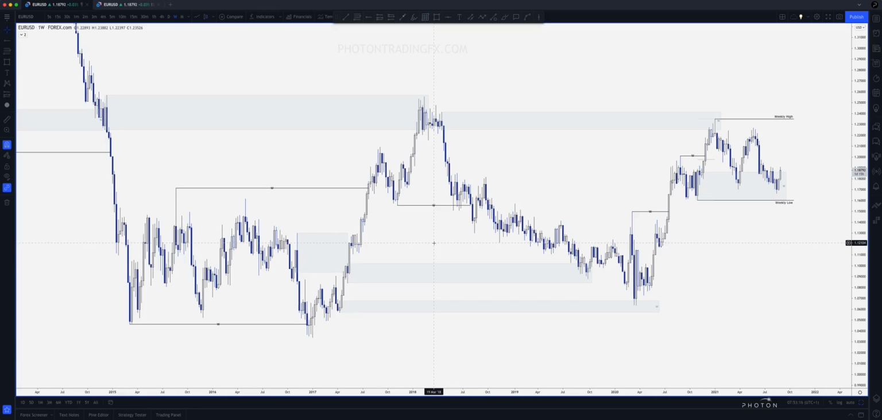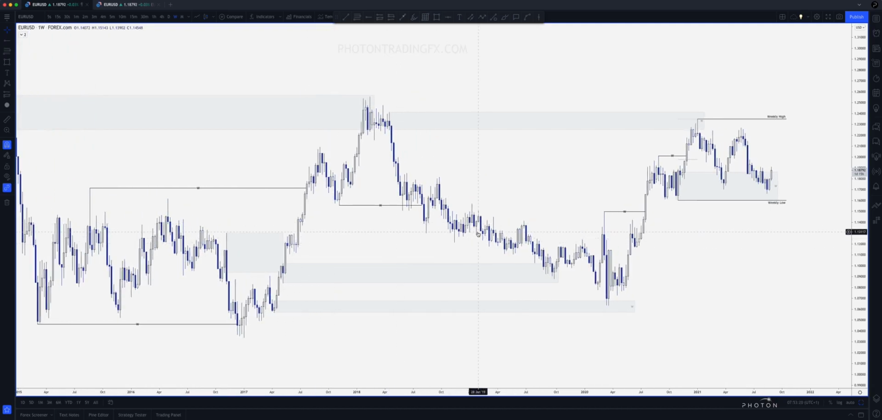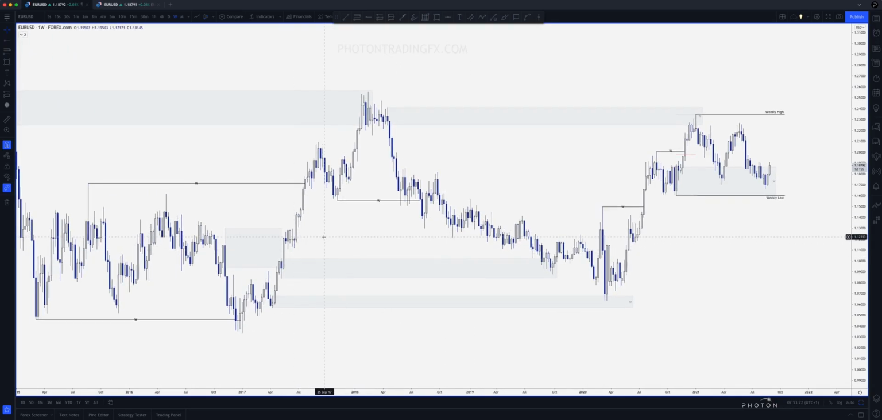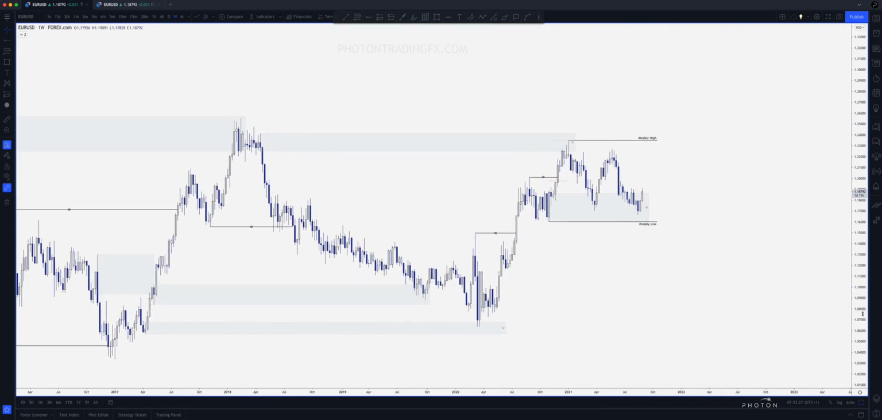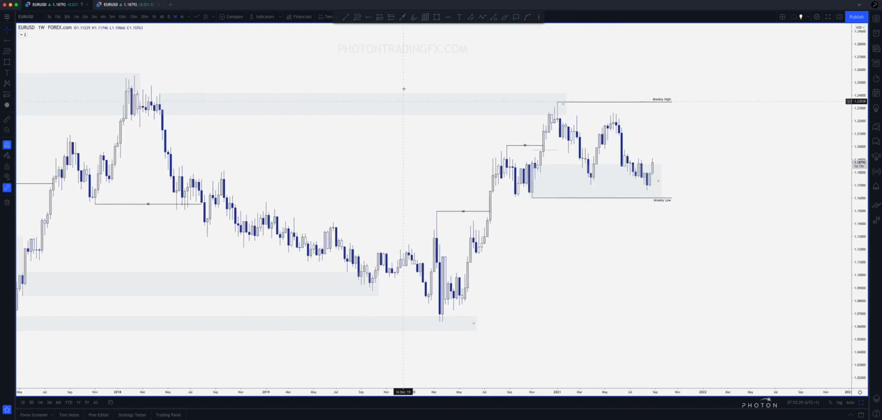Market structure, multi-time frame market structure, all the concepts that we have been looking at. So that's pretty much just the basic premise of it. Let's go to the more recent price action and have a look. Even down here, there are flips going on constantly, right?